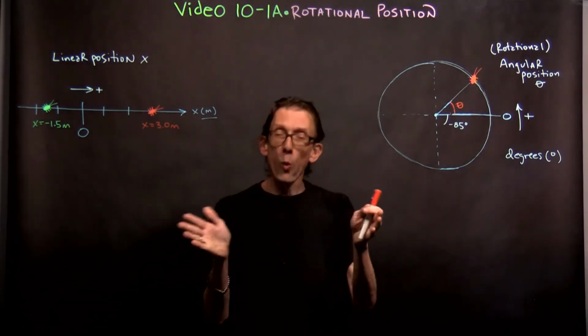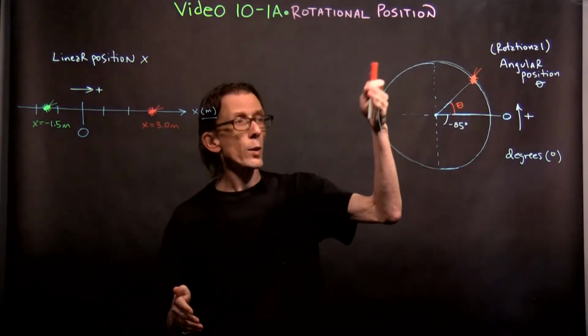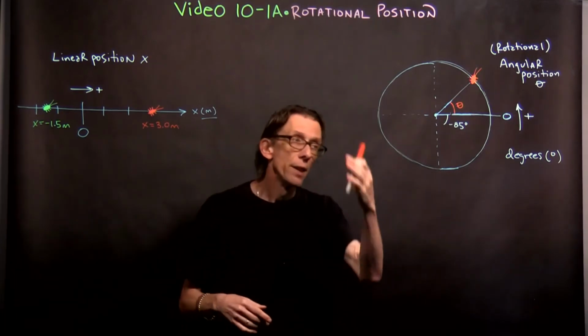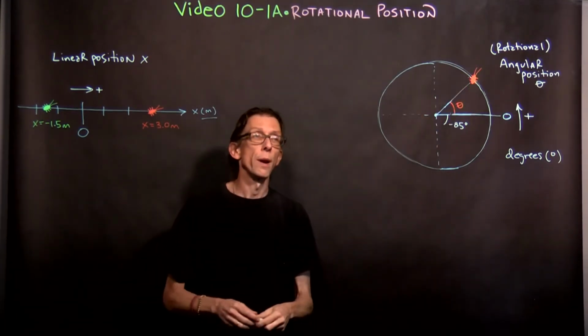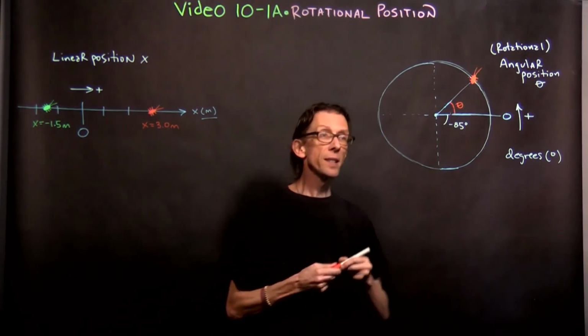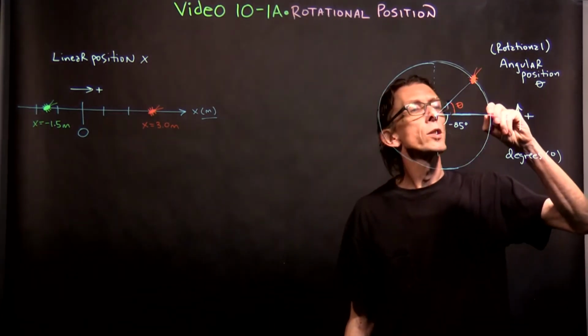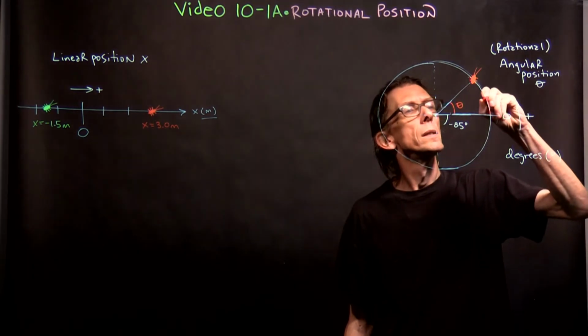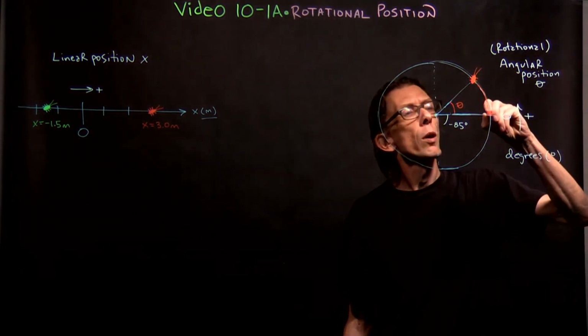Okay, degrees we're familiar with. 0, 90, 180, 270. And then back to 360, one whole loop around. Now, to introduce you to the other units, let's say that the bug here is on his way around. Okay, so he's walking.